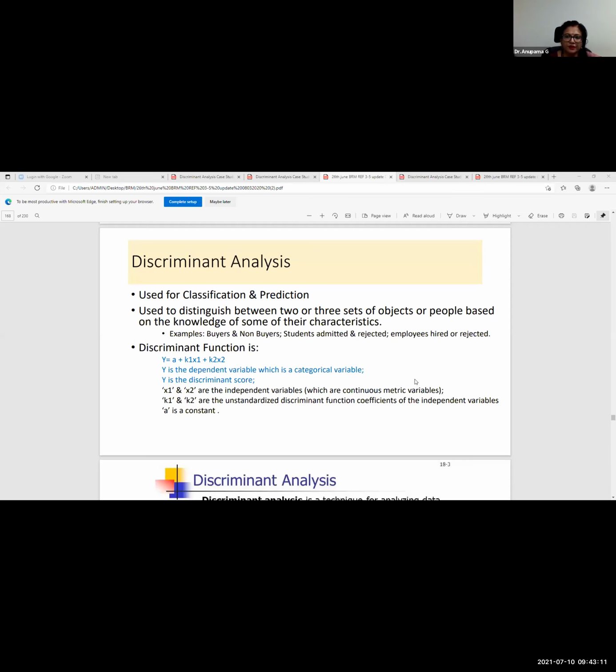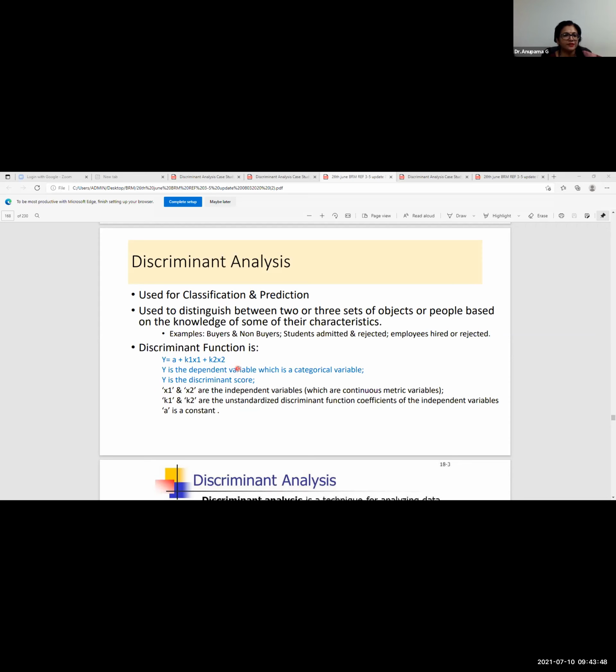Yeah, all of you can see this. So the standard template of the function is in the form of, I'll put this in front of all of you so that you can see that. This is your standard discriminant function. Y is equal to A plus K1 x1 plus K2 x2. Y is the dependent variable, and A is a constant. K1, K2 are the unstandardized discriminant function coefficients. And x1 and x2 are the independent variables.